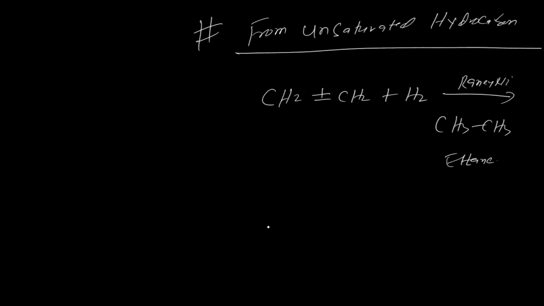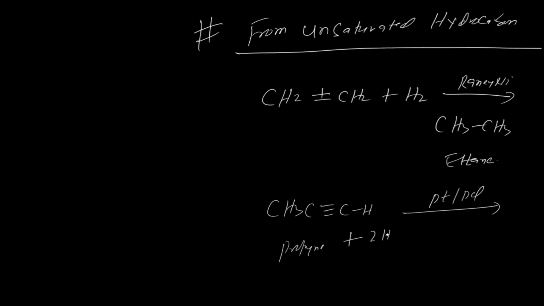Now suppose we have a triple bond, CH3 C triple bond CH. So this is your propyne. Again, in the presence of platinum or palladium or Raney nickel, this bond will break and hydrogen will get attached over here. So it will give you CH3 CH2 CH3. So it will be propane over here. Propane.